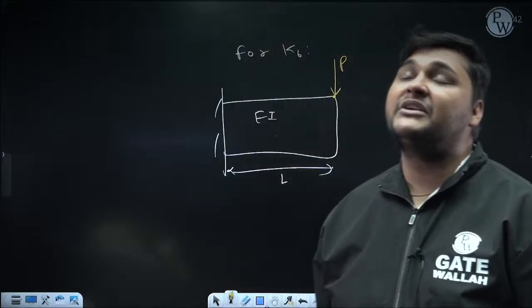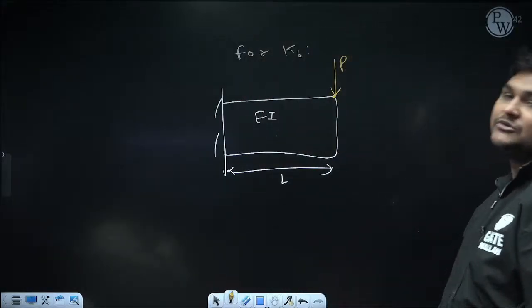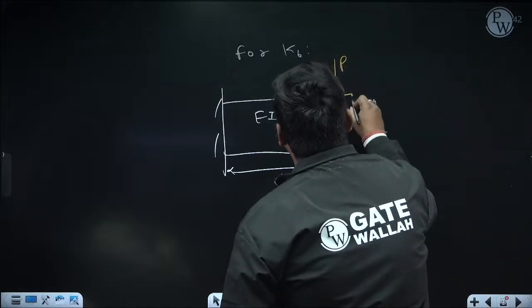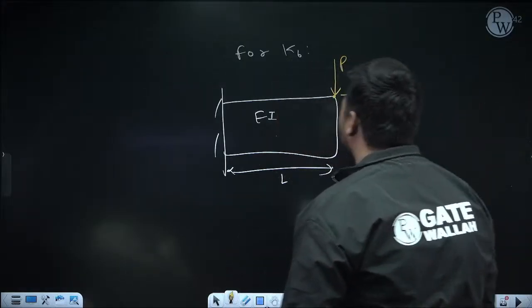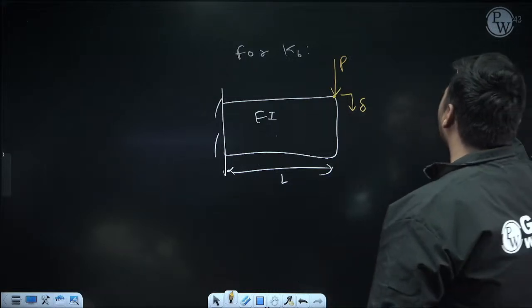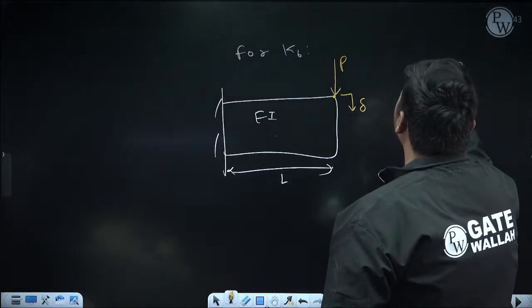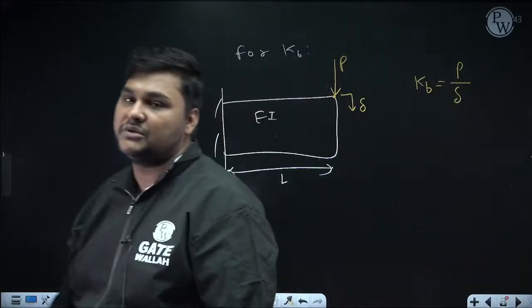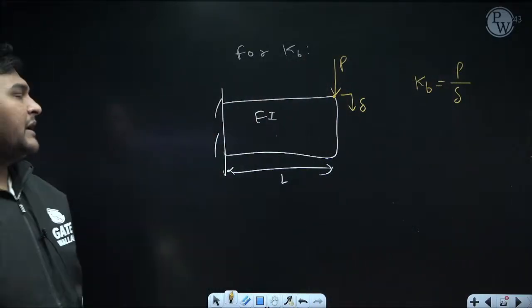Why am I applying it in the transverse direction? Because transverse vibration is occurring. And now due to this load P, I will calculate the deflection of the same point in the transverse direction. Suppose that deflection is delta. Then P by delta is the stiffness of this beam, and that stiffness is bending stiffness because we have applied P in the transverse direction. So this will be the bending stiffness.